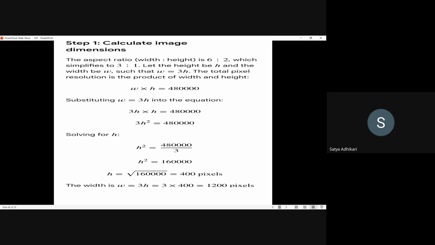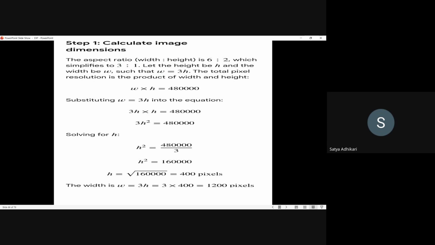Let us start by calculating the image dimension, which is given in the question. The aspect ratio means width proportional to height. That is, width to height is 6:2, as given in the question, which simplifies to 3:1.